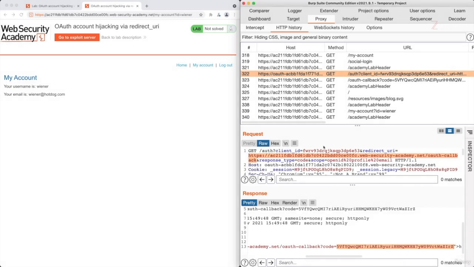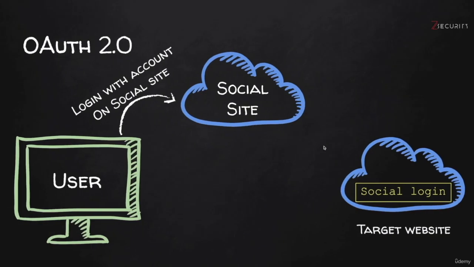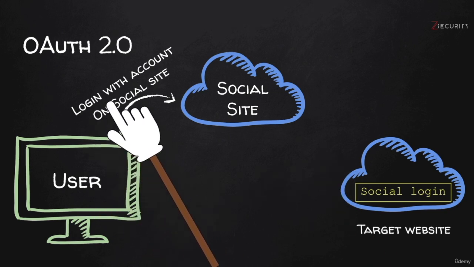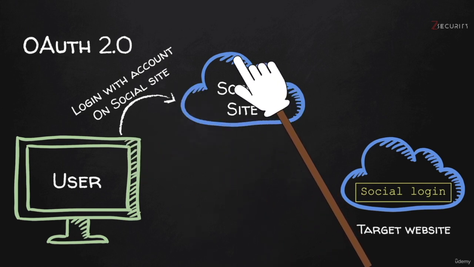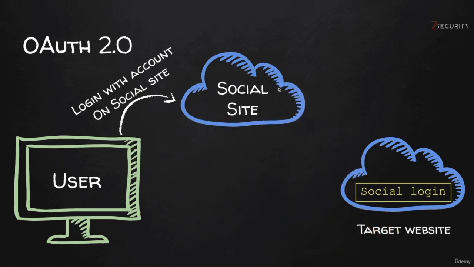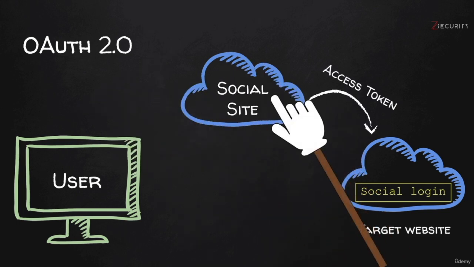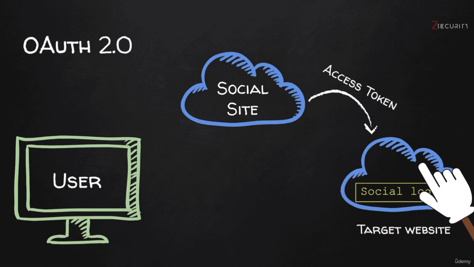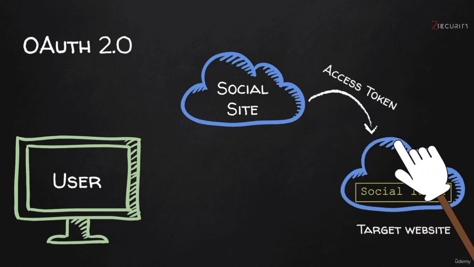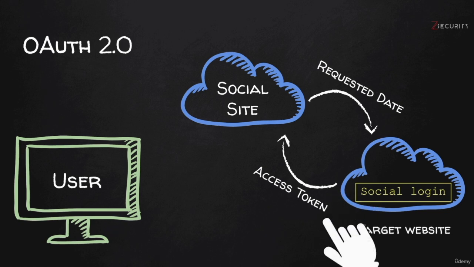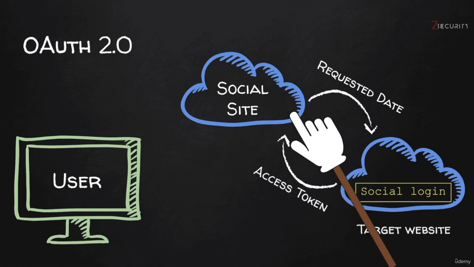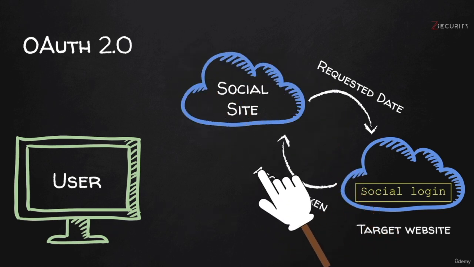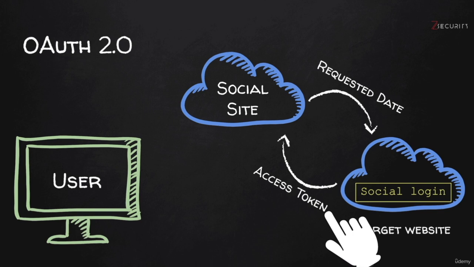Let me explain this to you in our diagram to make this clearer. So originally, in normal situations, we know that the user will be presented with a social login. They're going to log into the account to the social network. If the login is successful, the social network will send an access token to the target website, and then the target website is going to use this access token to retrieve data from the social website. So the access token is what can be used to log in and retrieve data.